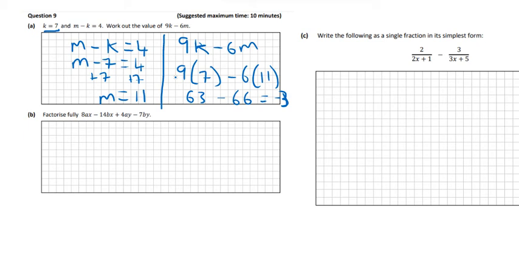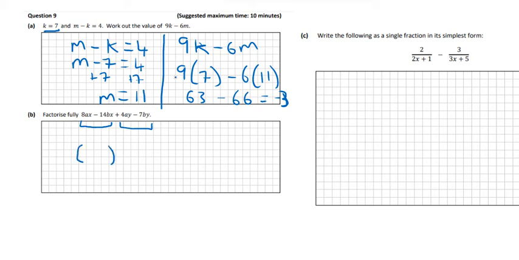The next part then, we have to factorize it. Now, sometimes you have to rearrange these so that you've got some of the same terms in the ones you want to factorize, but they're all in order here already. So if you look at 8ax and 14bx, x is common, and there's going to be a number common there as well. And then in the other two, there's a y that's common. So let's just factorize them as they are separately.